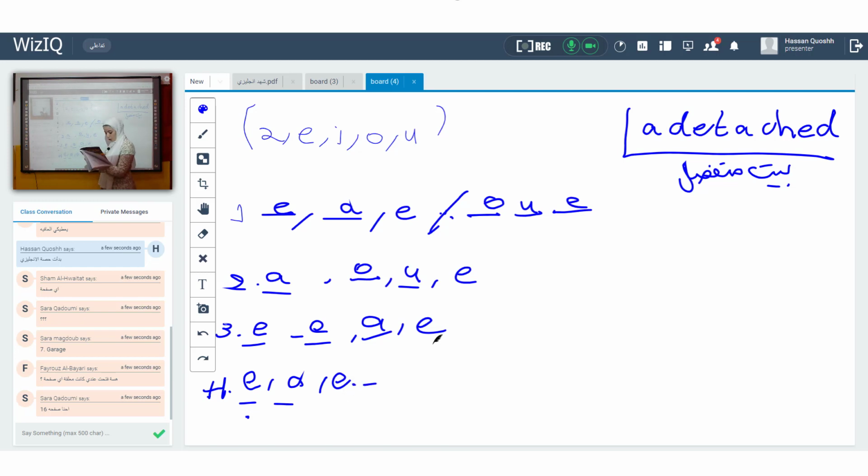The second word: U, O, U, and E. Please, my students, I need your participation. Where's your participation? Okay, number 5, my dream is to live in a little white, yes, cottage.